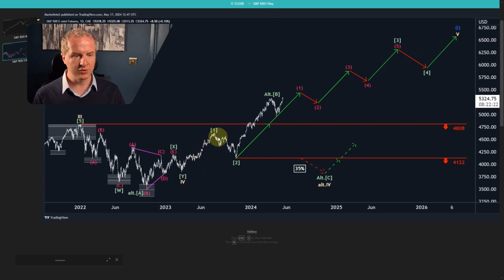We have an initial 1-2 setup where the wave 2 bottomed, I think it was the October low 2023 at around 4,122 points. From there, a rally has begun and not stopped. The pullback that we've had now into the April lows, that was probably the most substantial pullback we've had in several months. So you can see that actually on the chart. We're going to take a look at the 4-hour chart in a minute.